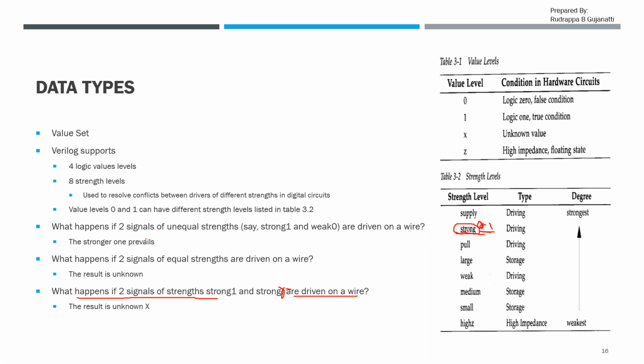So there are three possible conditions. If unequal strengths are present on the wire and they are competing, the stronger one gets the access and is driven. If the two signals are of equal strength, that is strength 1 and strength 1, we will not know what will appear in the overall result. If two signals are of the same strength but with a slight difference, like strong 0 and strong 1, the total result will be unknown. This is what happens when we are dealing with such conditions.